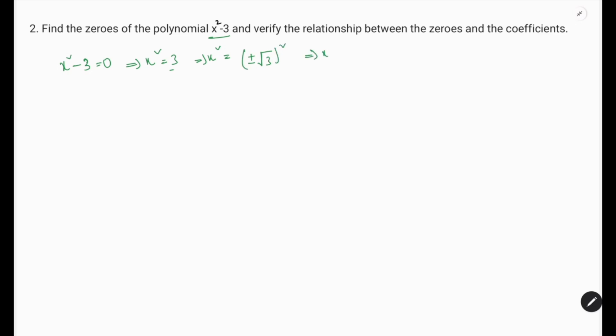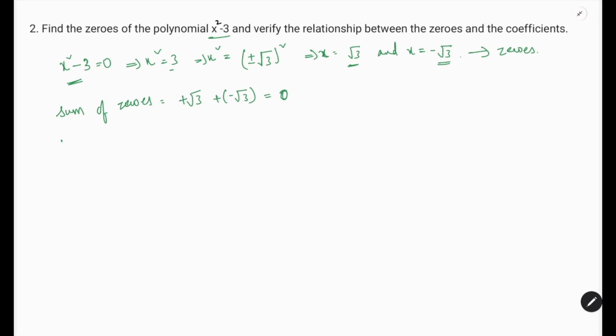Okay, so x equal to, see, there are two values of x. One is plus root 3 and the other is minus root 3. These two are the roots, these two are the zeros of this quadratic polynomial. So sum of zeros equal to plus root 3 plus of minus root 3. See, plus root 3 minus root 3, it goes 0.